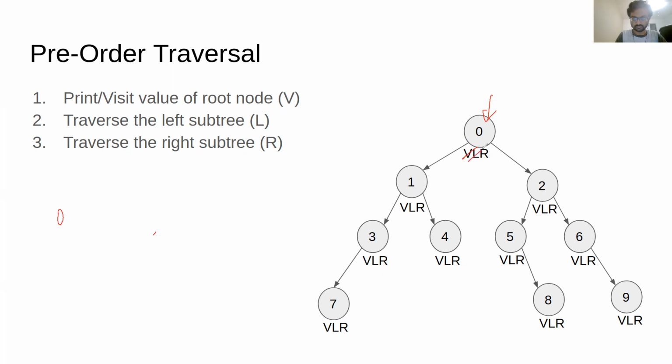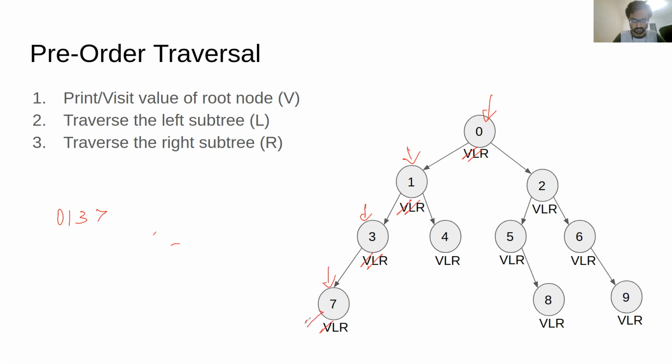Then we check for the left subtree, so we are at 1 now. We visit 1, so our output is 1. Then we go to the left subtree again. We visit 3, so the output is 3. Then we go to the left subtree. Do we have a left subtree? Yes. So we are at 7 now. We visit 7, so the output is 7.